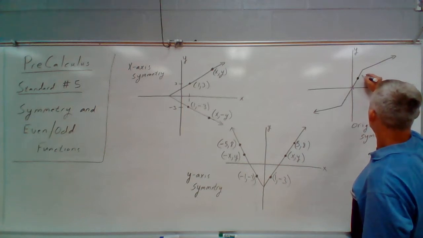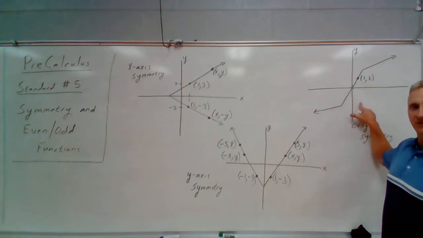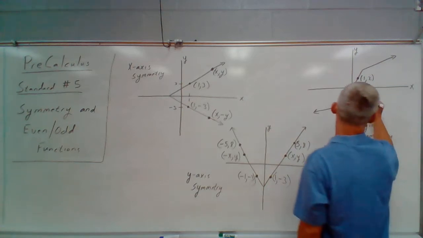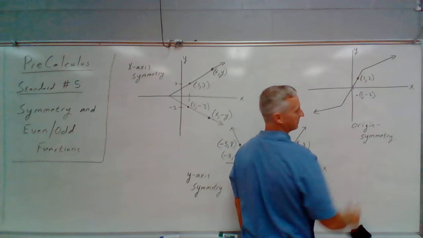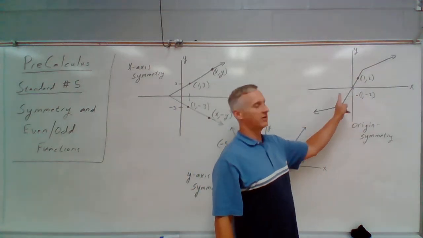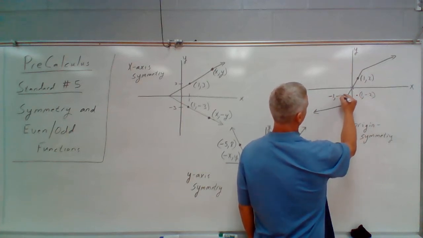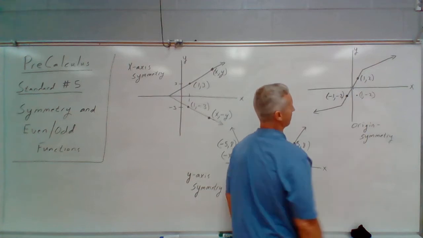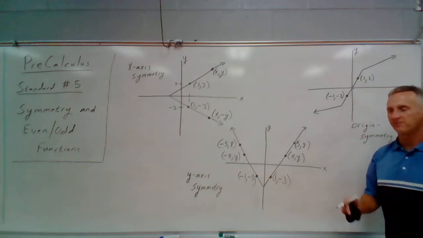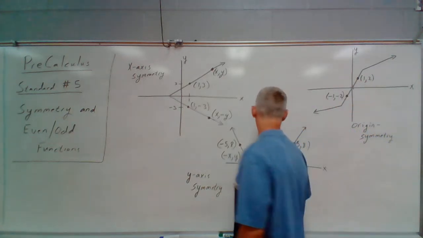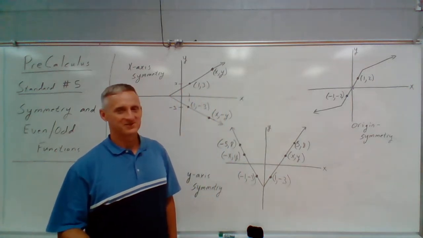Say the point 1, 2 is on the graph. If I reflect that across the x-axis, then you would have the point 1, negative 2. Then if I reflect that point across the y-axis, you would have the point negative 1, negative 2. So, if the point 1, 2 is on the graph, then the point negative 1, negative 2 will be on the graph of an equation with symmetry with respect to the origin.